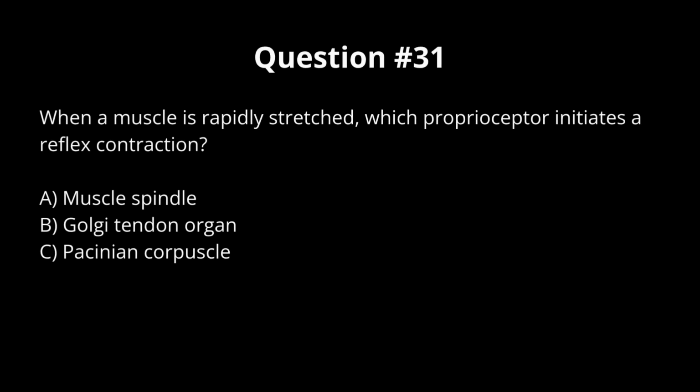Question number 31. When a muscle is rapidly stretched, which proprioceptor initiates a reflex contraction? A. Muscle spindle, B. Golgi tendon organ, C. Pacinian corpuscle. The correct answer is A. A muscle spindle detects the rapid stretch and causes a reflexive contraction to protect the muscle from overstretching.